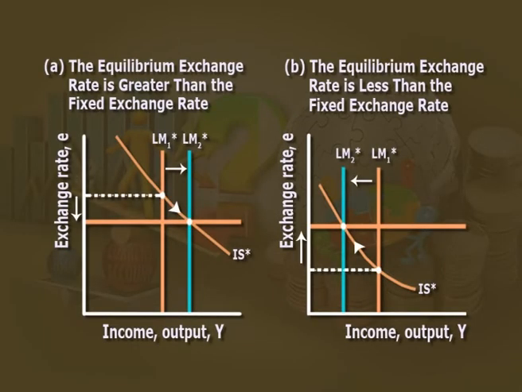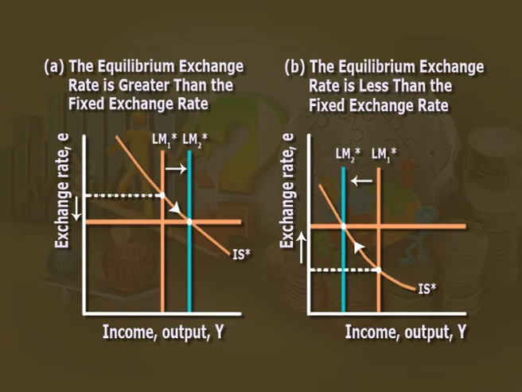In the graph, panel A, the equilibrium exchange rate initially exceeds the fixed level. Arbitragers will buy foreign currency in foreign exchange markets and sell it to the Fed, the Central Bank of the USA, for profit. This process automatically increases the money supply, shifting the LM* curve to the right and lowering the exchange rate.